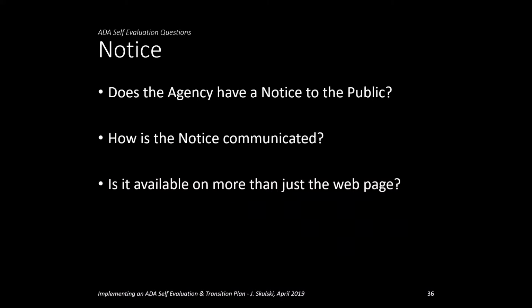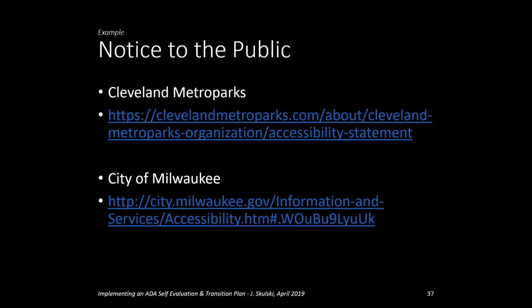Asking about the notice to the public: does the agency have a notice to the public? How is it communicated? Is it available on more than just a web page? I've given you a couple of links there. You could go in and just do a quick Google search. Cleveland Metro Parks is an example. They have an accessibility statement on their website.